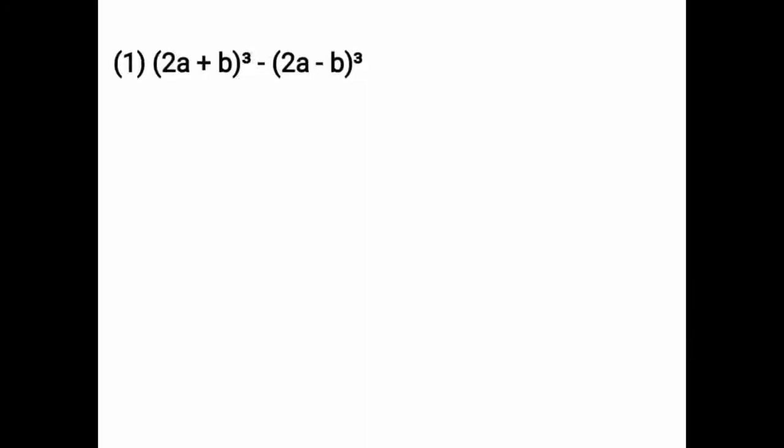Two different formulas are combined together in this sum. In the first bracket you have to use the formula (a + b)^3. In between, a minus sign is there, and in the second bracket you have to use the formula (a - b)^3. You have to write both these formulas and then expand the sum.